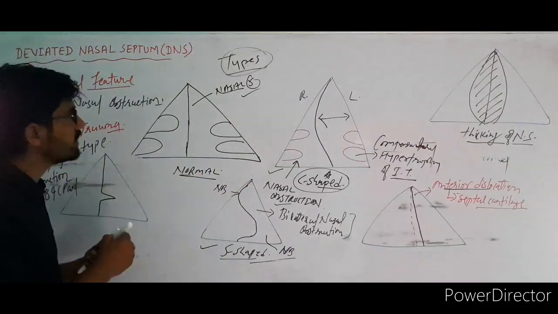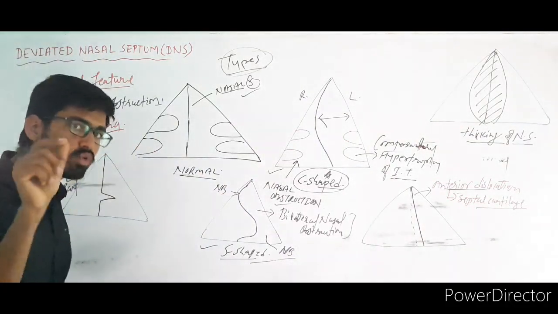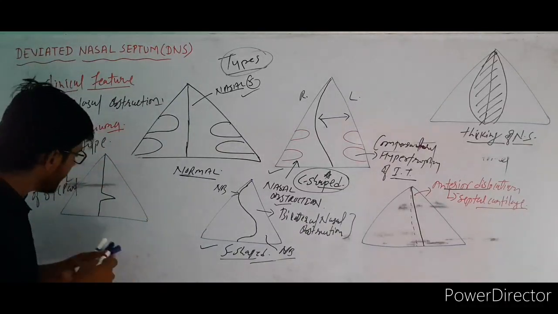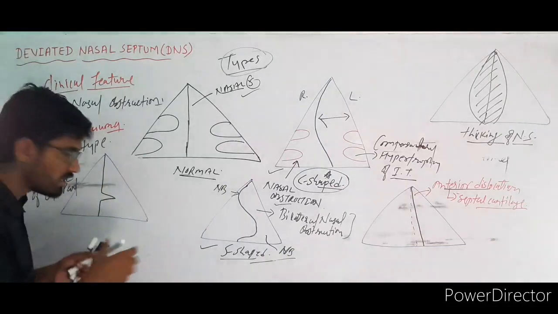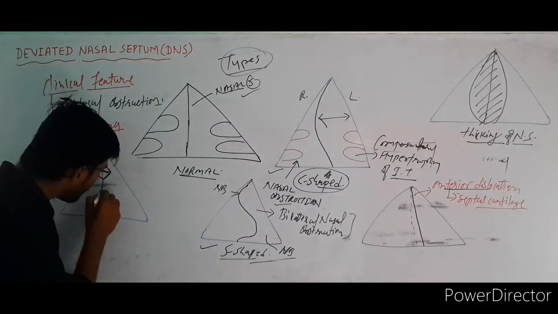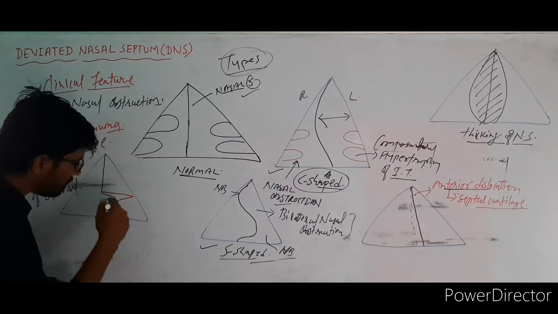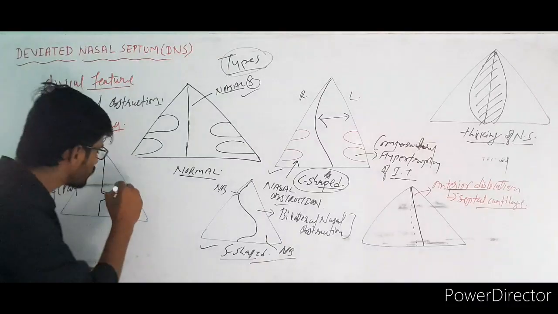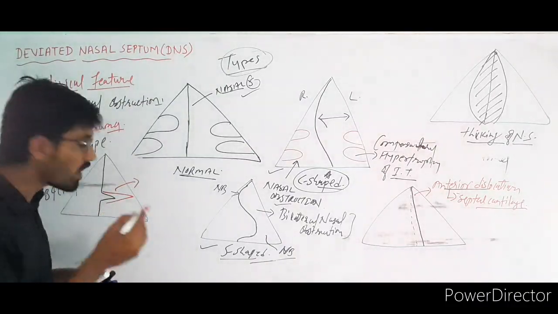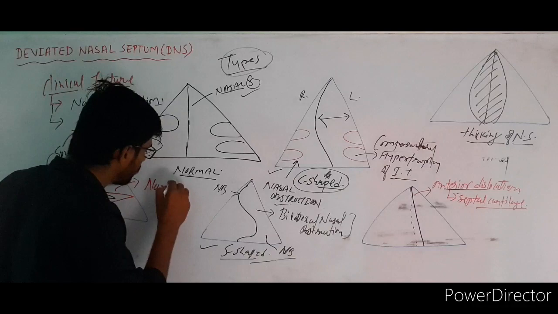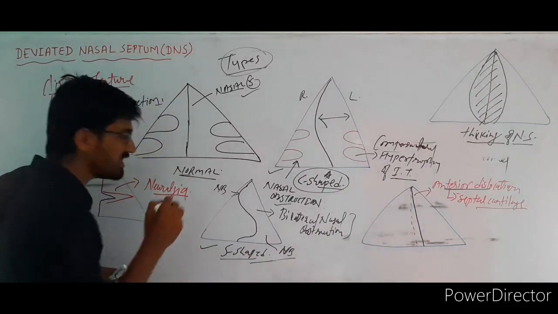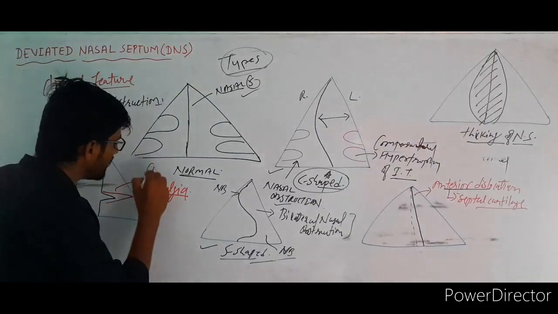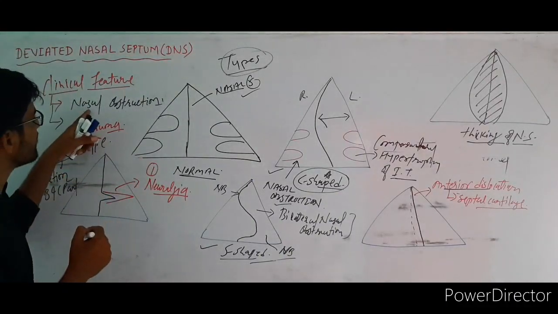Now I want to tell you the clinical things. Everything you have to understand, you should not just remember. Here is the spur and here is the lateral wall. This spur is giving some pressure on the lateral wall, so the patient is complaining of neuralgia. So there is a pain in the nasal cavity. One thing is this neuralgia, the second thing is nasal obstruction.